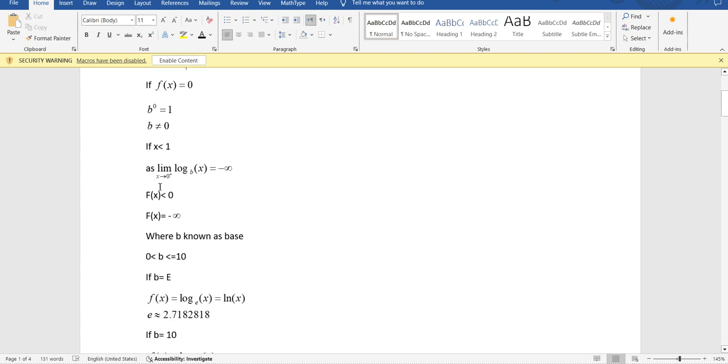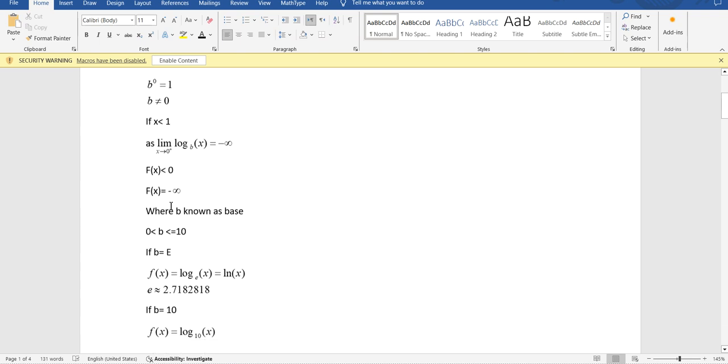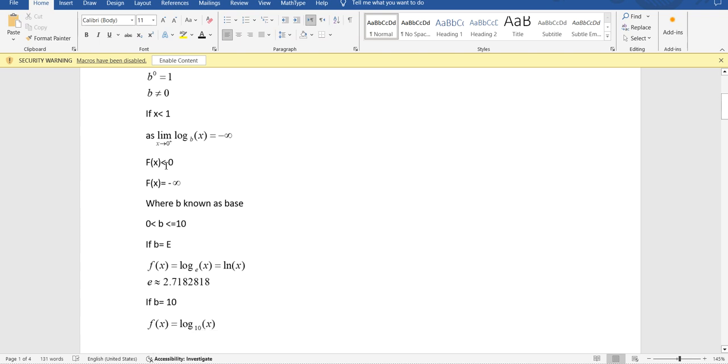So, as the limit of x approaches 0, the power is gonna approach minus infinity. So f of x is smaller than 0. As x is smaller than 1, f of x is smaller than 0. It means f of x takes negative values.